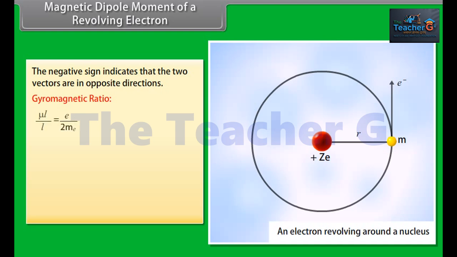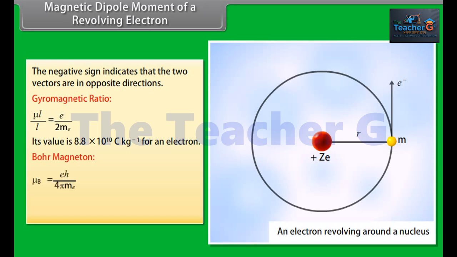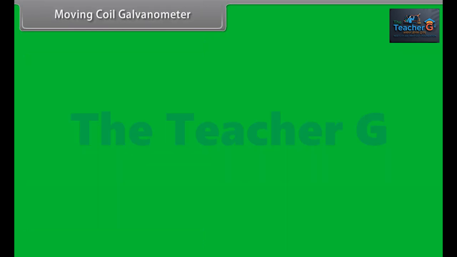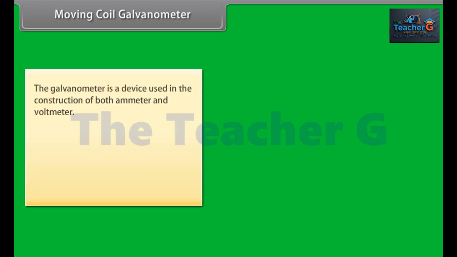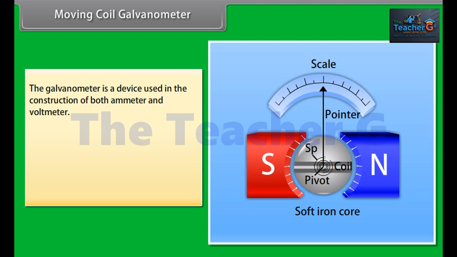Gyromagnetic ratio. Mu L upon L is equal to e upon 2 m_e. Its value is 8.8 into 10 raised to the power 10 coulomb per kilogram for an electron. Bohr magneton. Mu B is equal to e h upon 4 pi m_e. Its value is constant and equals 9.27 into 10 raised to the power minus 24 ampere meter squared. Moving coil galvanometer. The galvanometer is a device used in the construction of both ammeter and voltmeter.